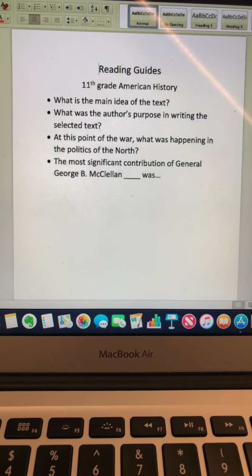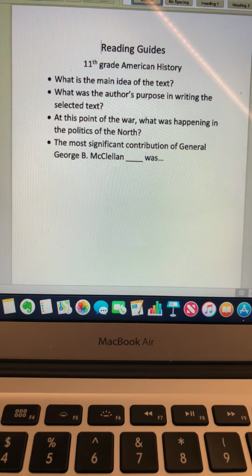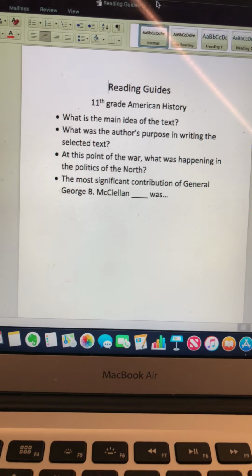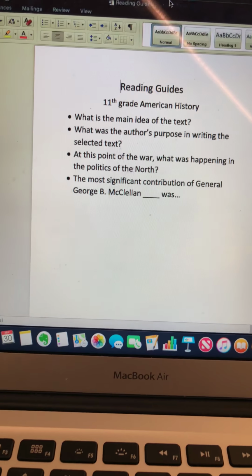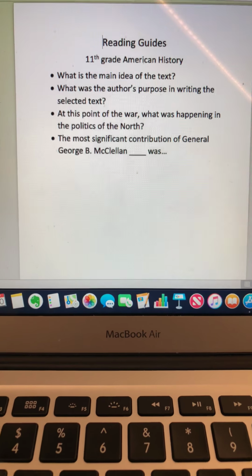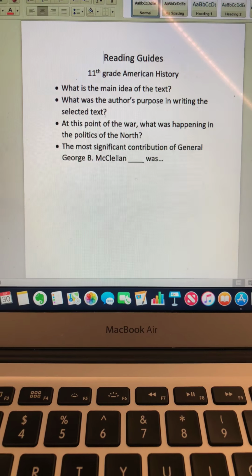Also, reading guides can be used with the entire class, small groups, or individually. And finally, it's a great resource for reading textbooks and other technical readings, which usually get pretty boring and they just throw a lot of information at you. So this way, we can really direct a student's focus towards what we need them to learn.